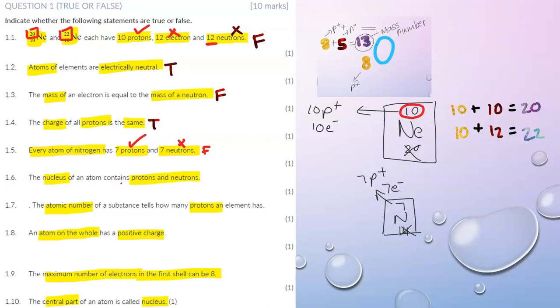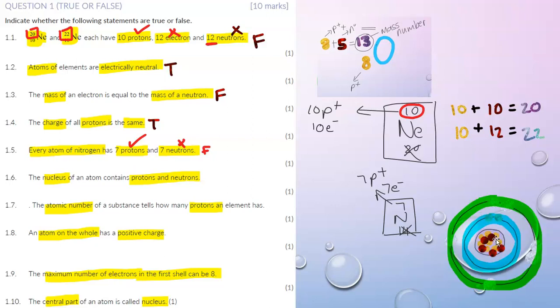1.6, the nucleus of an atom contains protons and neutrons. So if we go back to our little sketch that we drew of the atom, then we know that is true. So on the inside, the nucleus, we have the gold particles and the red particles. Your gold particles are your protons and the red ones are your neutrons. So there are protons in the nucleus and there are neutrons in the nucleus, so this is true.